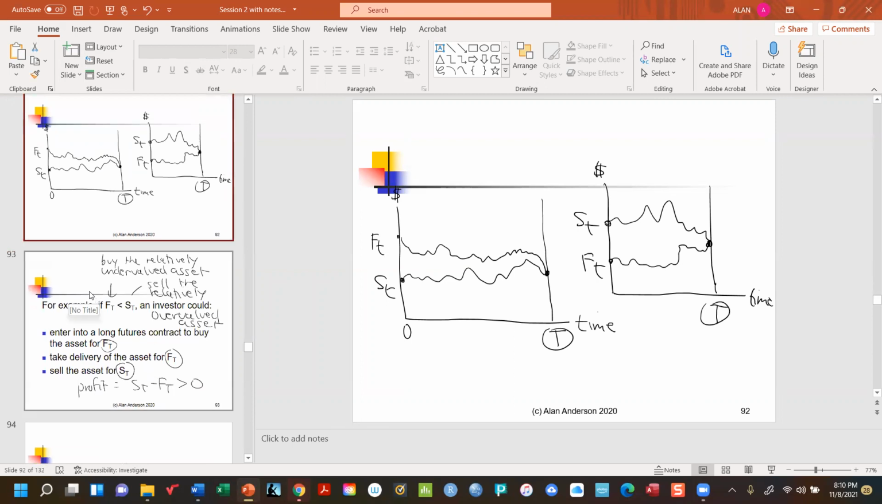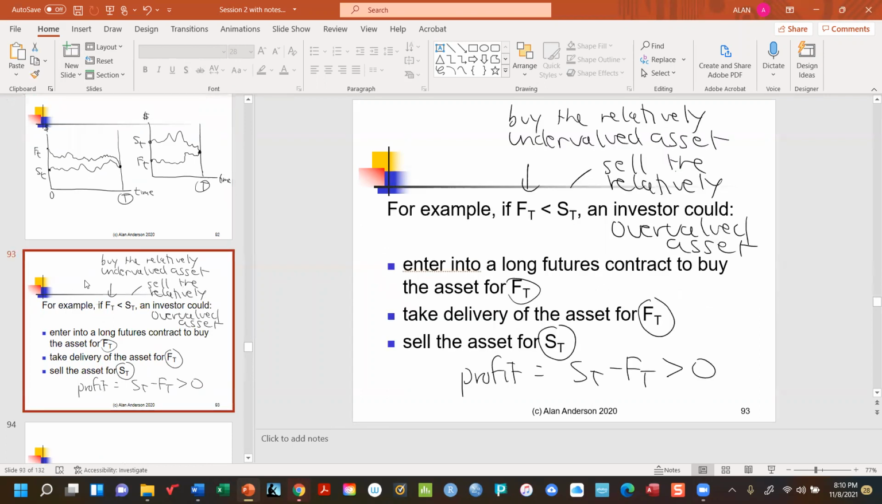Okay, so imagine that on the final day of trading, the forward price is actually lower than the spot price. So they didn't quite make it. Here's F, here's S, and whoops, what happened? They're not the same. Well, here's what you could do to make an arbitrage.